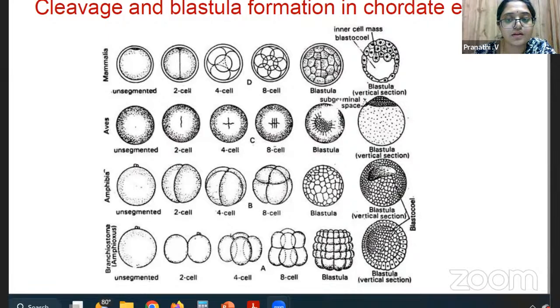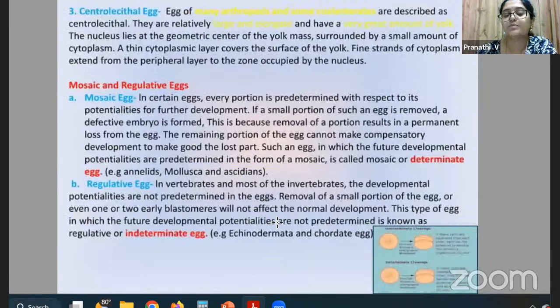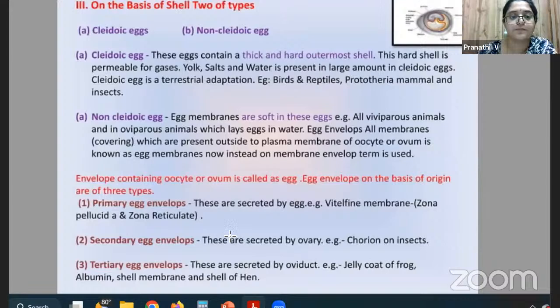So like I told you, on the basis of distribution of yolk, isolecithal or homolecithal, and then you have telolecithal eggs, and then slightly, moderately, extremely telolecithal eggs are present, centrolecithal. Mosaic and regulative eggs: mosaic is also known as the determinate eggs, where every part is determined, and indeterminate or regulative eggs are present in echinoderms and chordates. Shell type, cleidoic and non-cleidoic, like I told you.